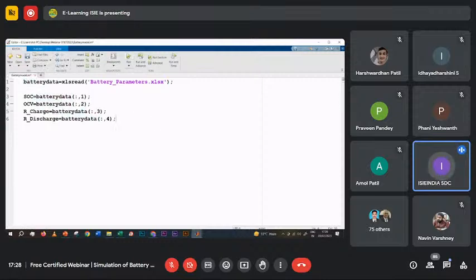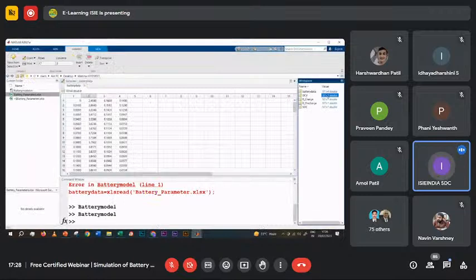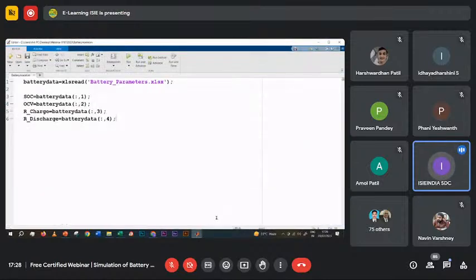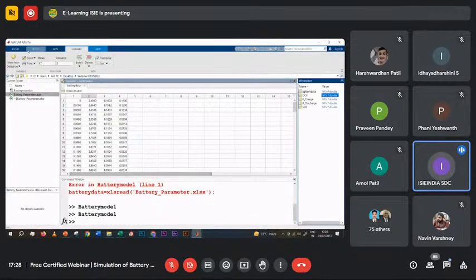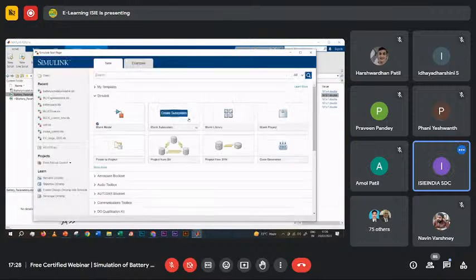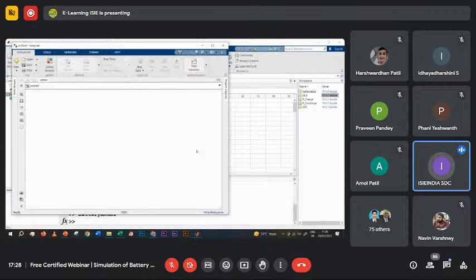Okay, so I will run this. Here we can see that each and every column has come into the MATLAB workspace separately. Now the main thing we have to do is open Simulink, in which we'll be doing the simulation part. I have shown you the equations, so those two equations I will be trying to build in MATLAB.